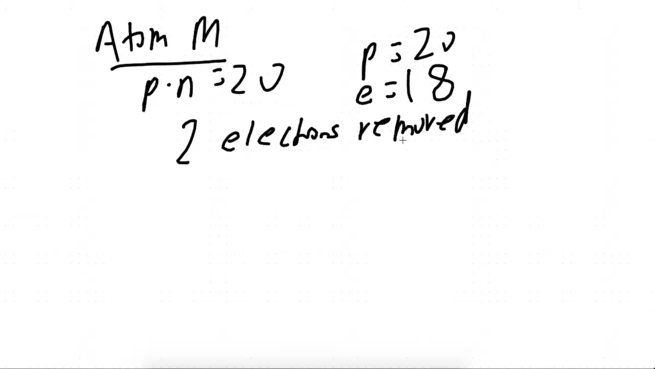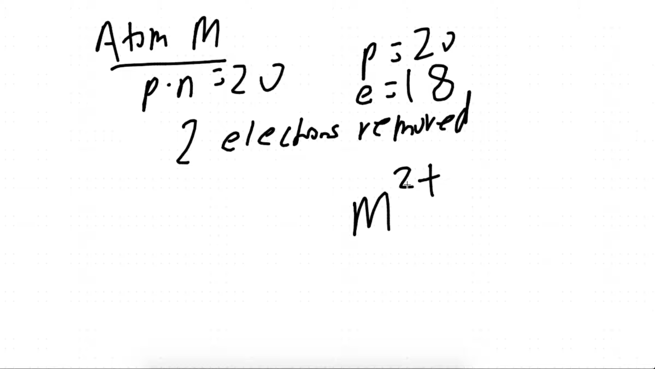Now, the next question, what is the charge of the ion formed? Look at the difference between proton and electron. 20 minus 18 is 2. And since protons are more than electrons, it's going to be positive. So the charge is M2 plus. Does that make sense, students?